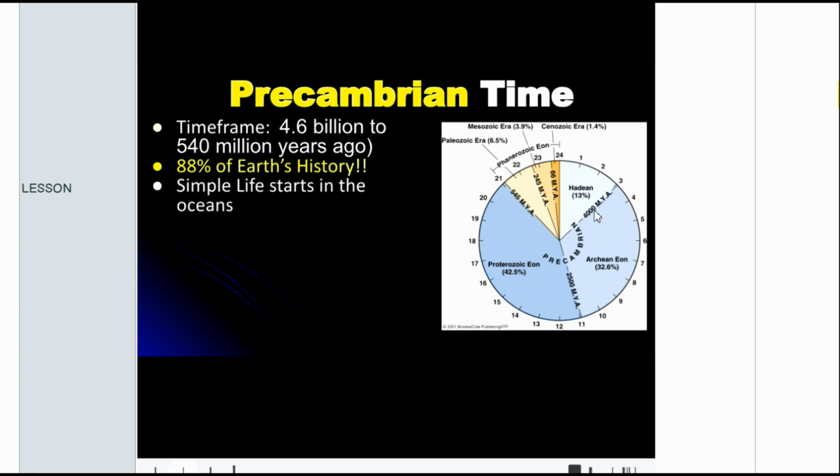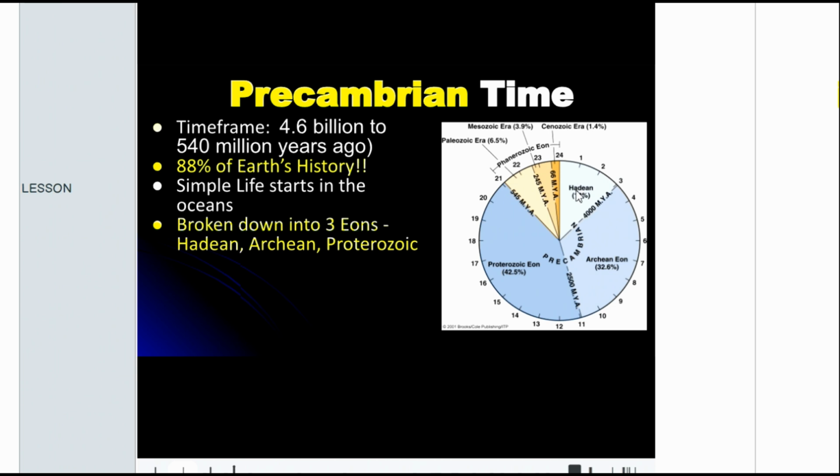Simple life is going to start in the oceans during this time, and then it's broken down into 3 eons. Hadean is the earliest one, from the beginning of time to about 4 million years ago. Archaean is the middle, from 4 million years ago to about 2.5 million years ago. And then Proterozoic is the most recent, and it goes from 2.5 million years ago to 540 million years ago, right up to that Cambrian explosion.